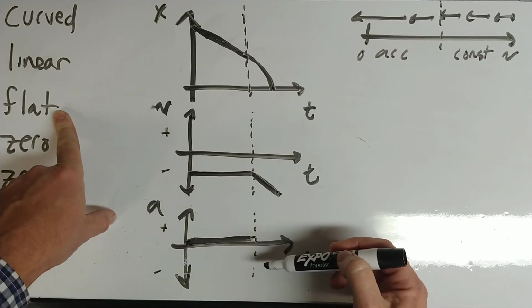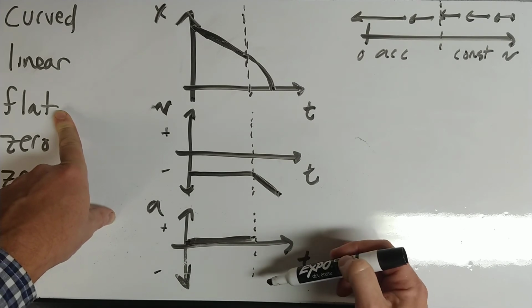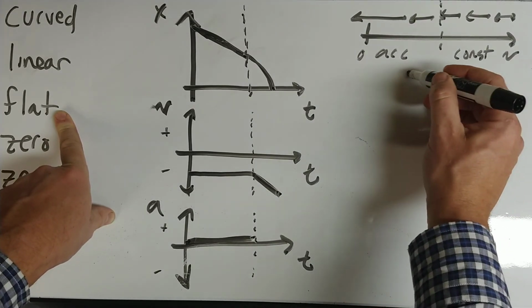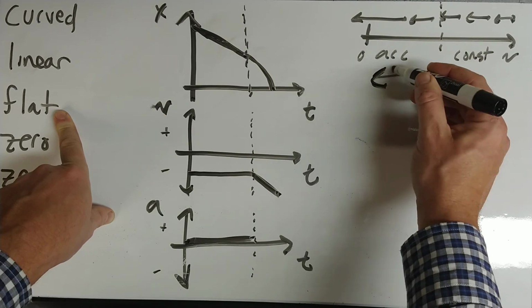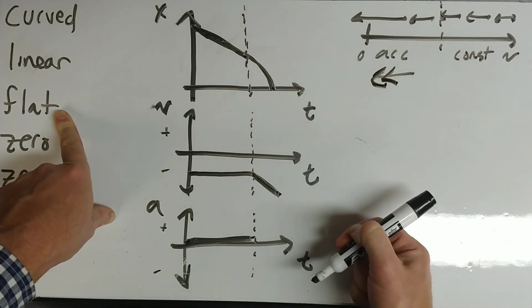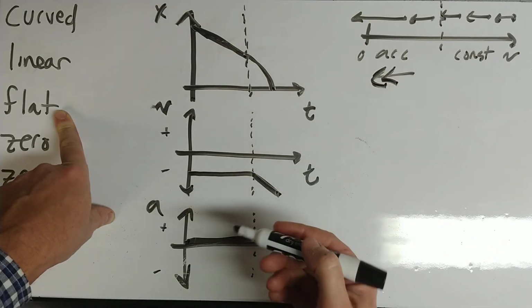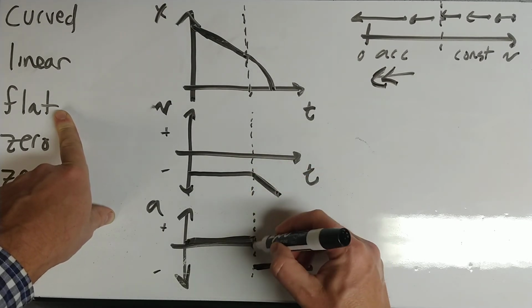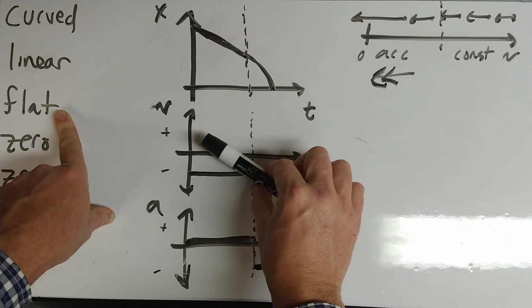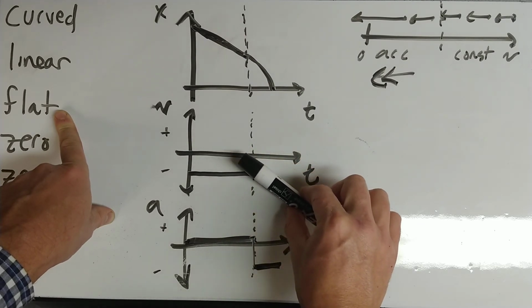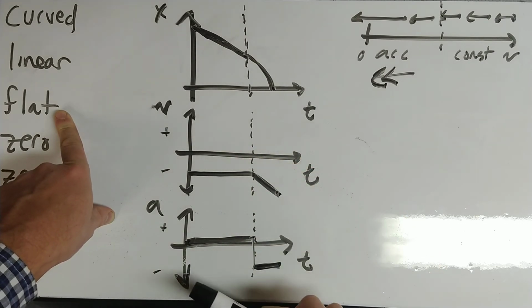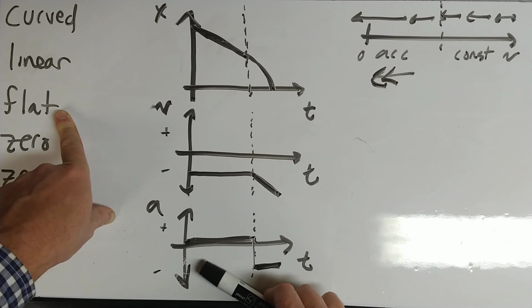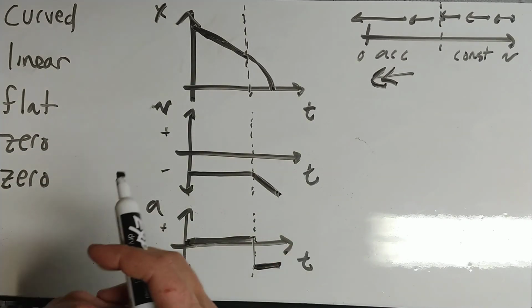But where is it flat? Is it a positive acceleration or a negative acceleration? Well, it's accelerating to the left. The direction of the acceleration is to the left. So that means it's a negative acceleration. I can also tell that because the slope of the line of the velocity versus time is a negative constant slope, so therefore it's a negative constant acceleration. All right, so that one's a little more complicated.